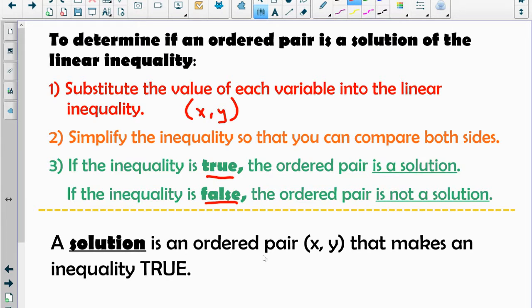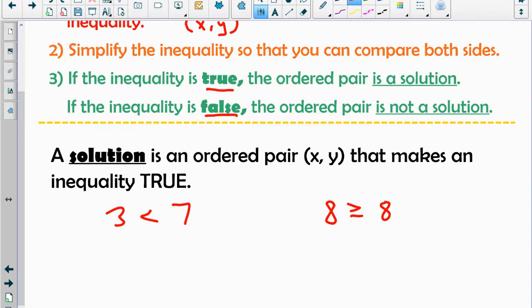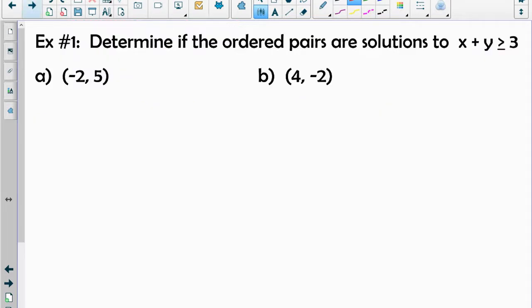A solution is an ordered pair that makes an inequality true. An example of an inequality that's true might be something like this: 3 is less than 7. That would be true. Or even 8 is greater than or equal to 8. That is also true because those two numbers are equal to each other. So if we had ordered pairs, an x and y, that gave us those inequalities at the end, the ordered pair that we started with would represent a solution. Let's look at some examples.